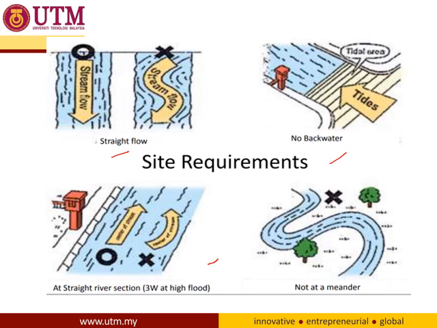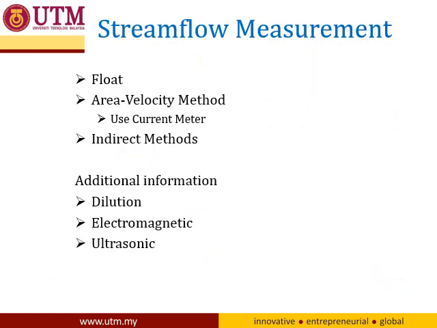Okay, and not at a meander. Meander means like a curved river, not at a meander. Okay, so we have a float method, an area velocity method, and the indirect method. For additional information, you may read more into the dilution method, the electromagnetic method, and the ultrasonic method. But for our chapter, we will focus on the float, area velocity method, and also the indirect method.